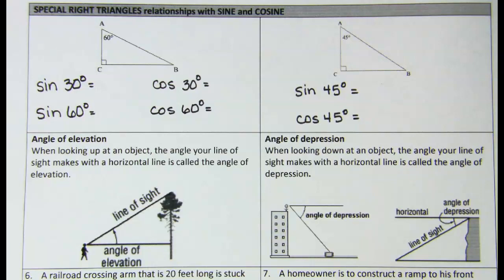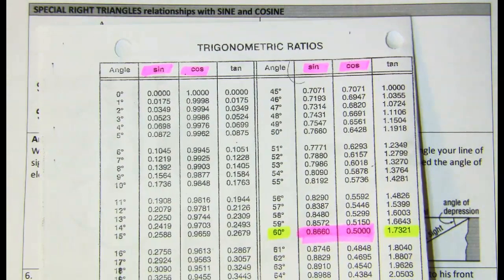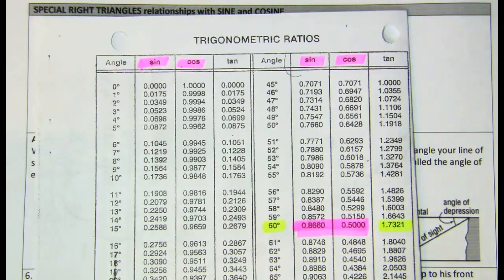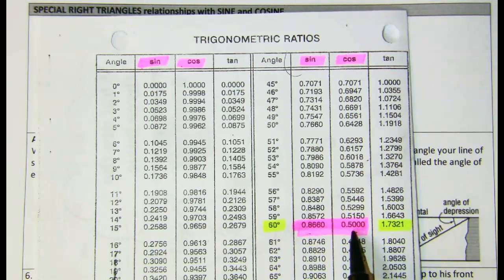Now moving to the back of the notes for sine and cosine ratios, we're going to look at the special right triangles in relationships with sine and cosine. So first I'm going to show you our chart. I have sine and cosine highlighted in pink, and I want you to notice something about sine and cosine of 60 degrees. One is 0.866, the other one is a half.